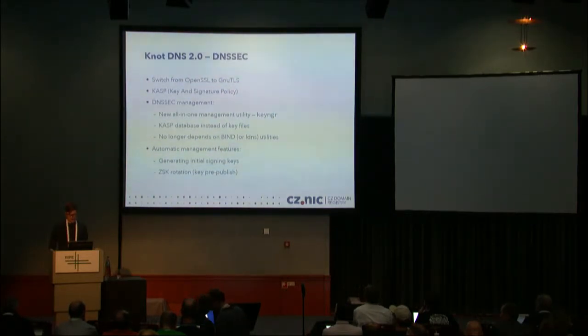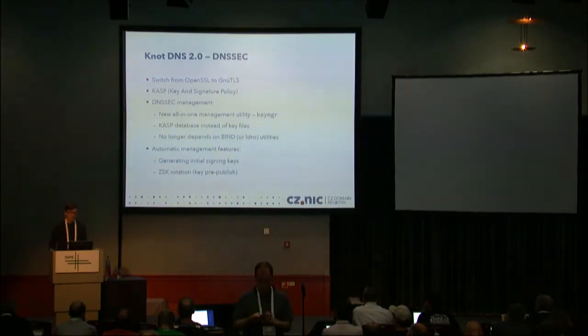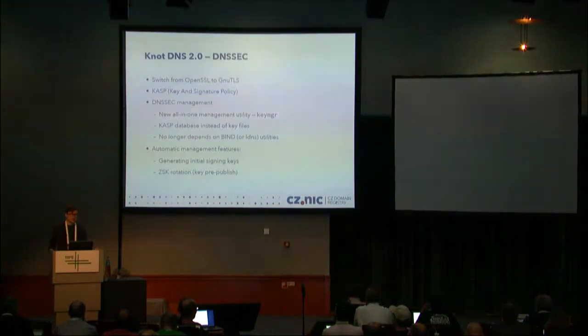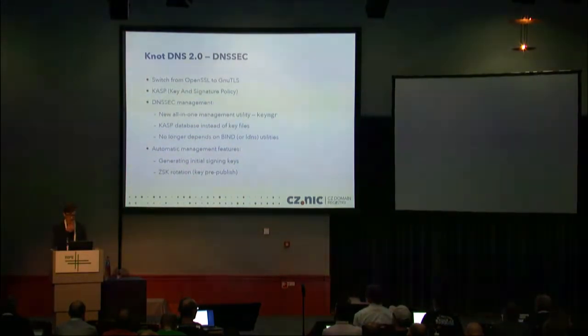So we have a new utility to maintain this key and signature policy. The key and signature policy is stored in something we call KASP database. It's basically a directory on your file system which contains some metadata in JSON format and the private keys in X509 format in PEM. So the format you are used to from PKI. And we no longer depend on any utilities from BIND or LDNS. Everything can be done with our utility.